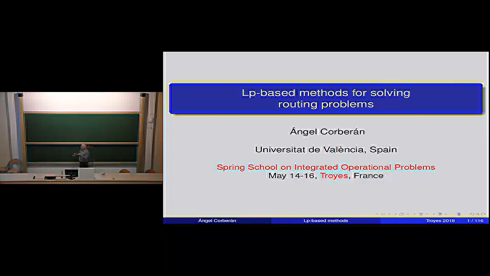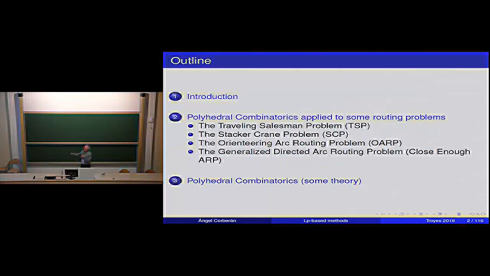It is called linear programming-based methods for solving routing problems. In general, they are methods for solving any kind of combinatorial optimization problems, but I will focus on routing problems. I will introduce the methods, then I will show you some routing problems in which these methods have been applied. The first one is the famous traveling salesman problem that several speakers, among them Mark, told us about in this conference. And then I will show you some results we have obtained in 3 different routing problems.